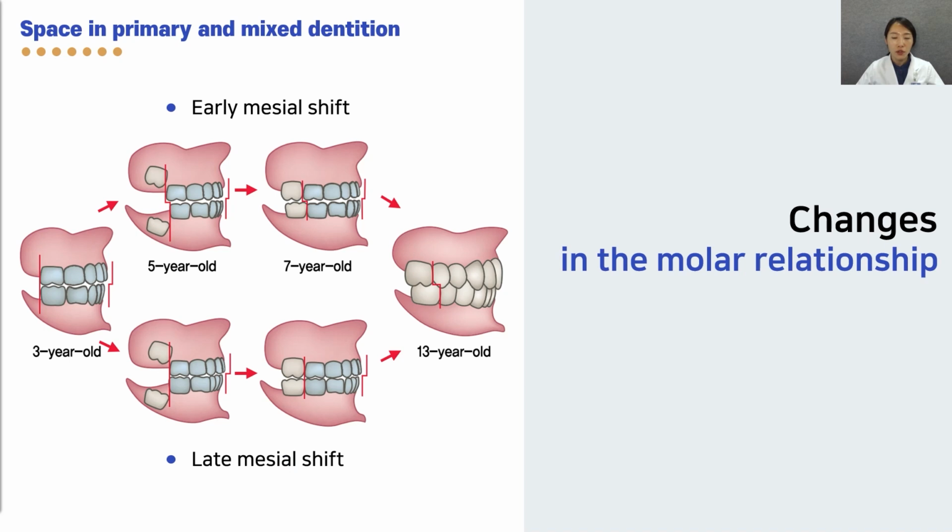Late mesial shift occurs at the expense of the leeway space. Late mesial shift allows the anterior teeth to be aligned using primate space, so it is usually thought to be desirable.